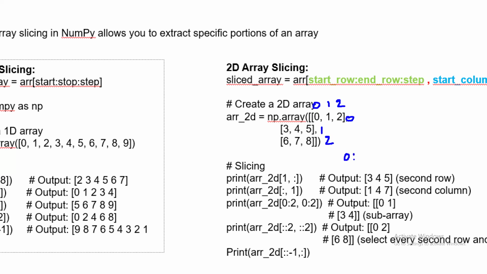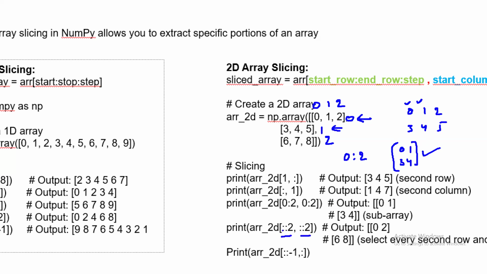If I give 0 colon 2, that means it will take the first row. That means it will take 0, 1, 2, 3, 4, 5. Again in the column also I gave 0 colon 2. That means it will take this column and this column. That means the ultimate result will be 0, 1, 3, 4. This would be your output. Understood all of you? Okay, so you can practice this one.